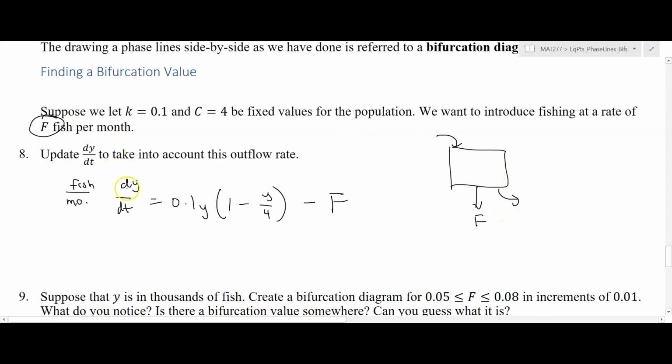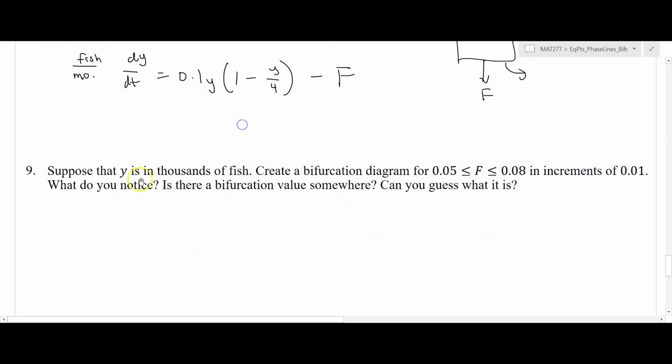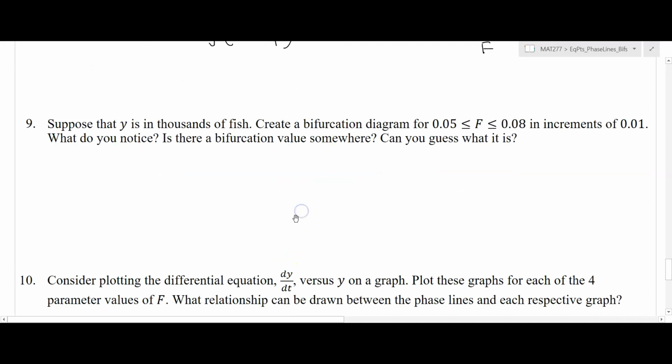Now I want to understand how this parameter affects the population. When am I going to begin overfishing? Because at some point you can imagine that even with a big enough population size, if you fish too much, then you're actually going to cause dy dt to always be negative. Let's conduct an analysis. Suppose that y is in thousands of fish. Create a bifurcation diagram for f between 0.05 and 0.08 in increments of 0.01. What do you notice? Is there a bifurcation value somewhere? Can you guess what it is?